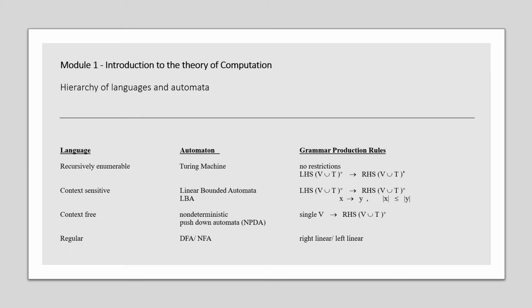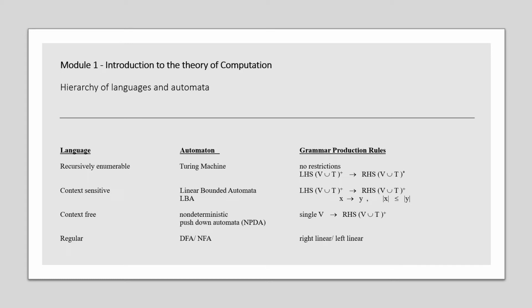I have here the hierarchy of languages and automata. If you take a look at the top row, we have a Turing machine and recursively enumerable languages. We will not be starting there. We will be starting at the bottom with regular languages and DFAs and NFAs, and then move up through more complicated languages and more complicated automata.